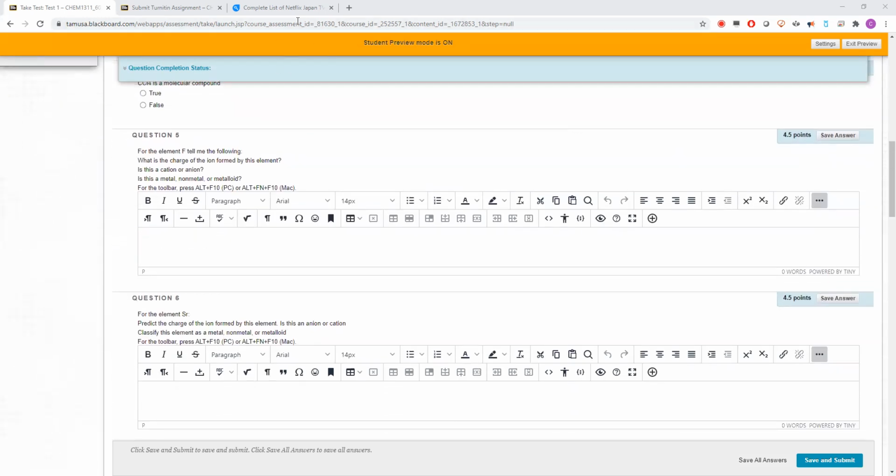For the element F, tell me the following. What is the charge of the ion? All right, so it's a halogen. It's in column 7. Halogens are always -1. If you're negative, you're an anion, and you're on the right side, so you're nonmetal. Well, Sr is in the second column, so it's +2. That's a cation, and it's a metal. So that's F and Sr.